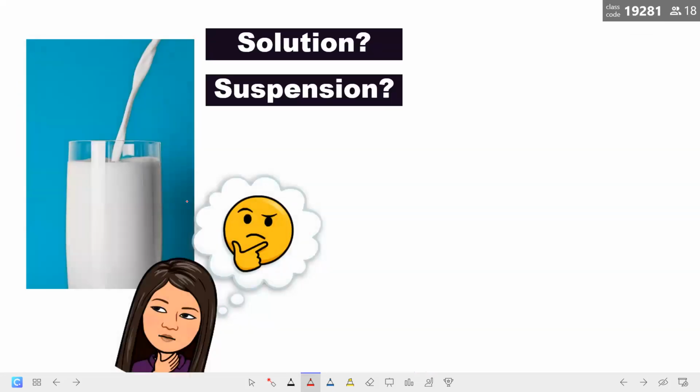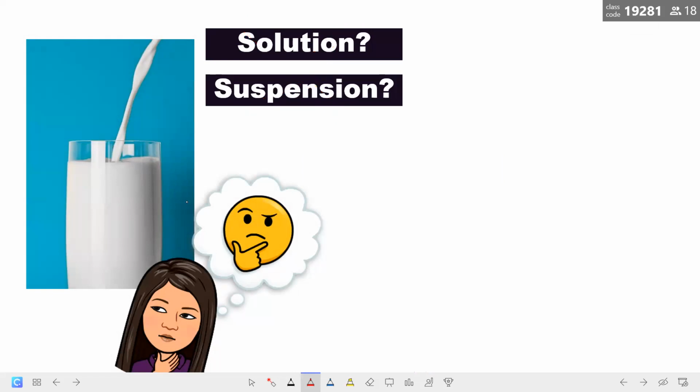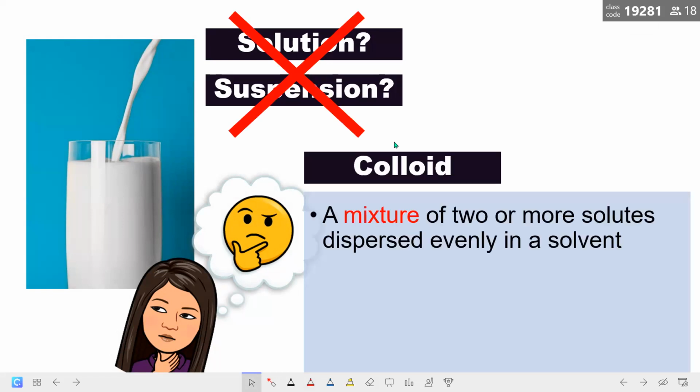Now let's look at milk. Is milk a solution? Is milk a suspension? What is milk? Wrong. It's not a solution, it's not a suspension. It's a colloid. Very good. It's actually called a colloid.